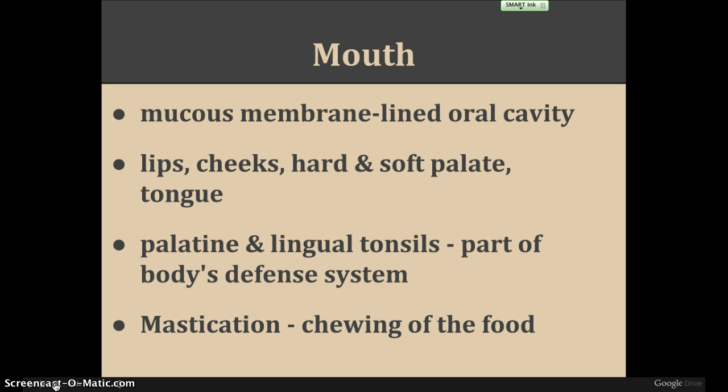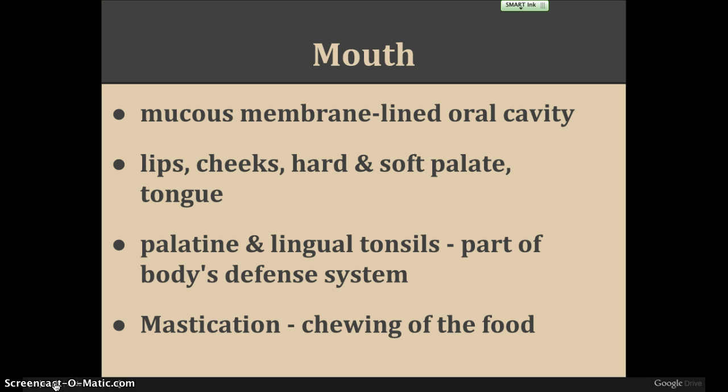Just like I said, this is where the food enters. The oral cavity is mucous membrane lined. It's surrounded by your lips, cheeks, the palates, your tongue, your tonsils. Do you know why? It's a part of your body's defense system. What type of tissue would that be? Let you think about it a minute. That's your lymphatic tissue. Your tonsils are made of lymphatic tissue.